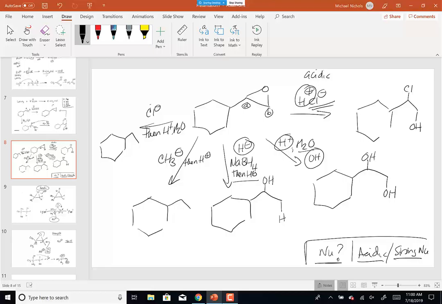Number four, methyl, CH3 minus. Acidic, strong nucleophile. Strong nucleophile, no acid. So strong nucleophile, what's my nucleophile? CH3 minus, so the CH3 minus is going to go on carbon A or carbon B? B. And so what goes on carbon A? OH.